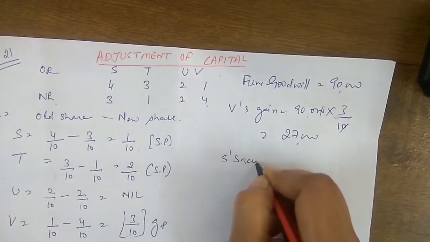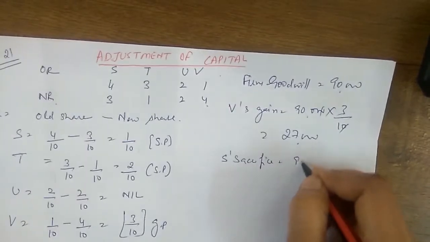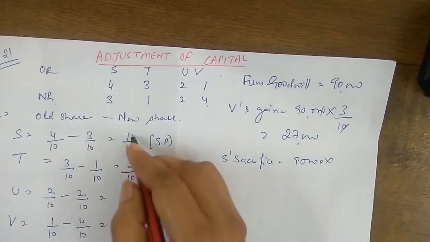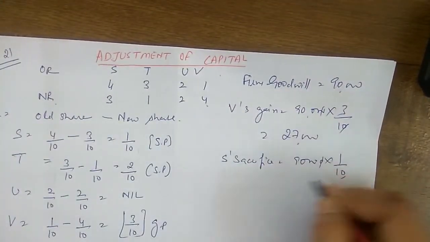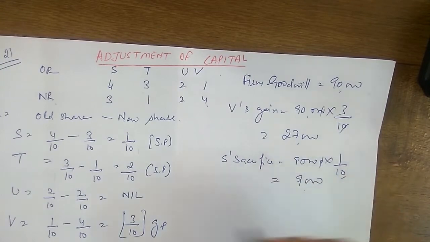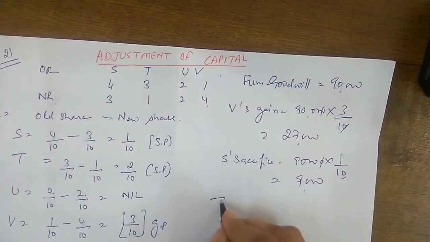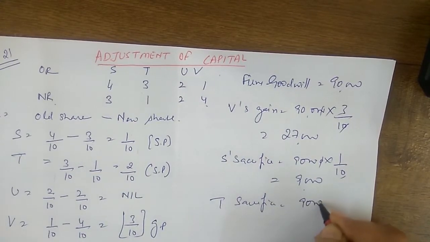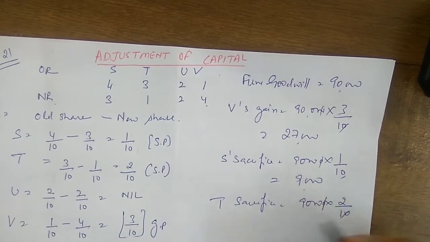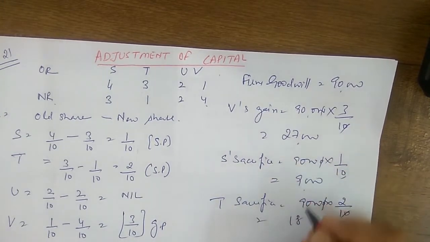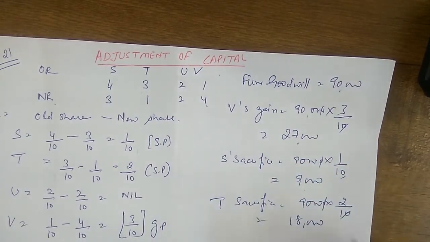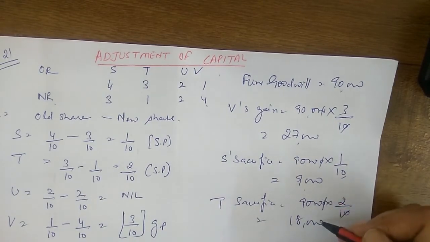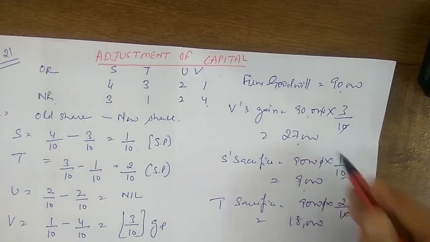S and T sacrifice. S sacrifice, 90,000 into 1 by 10. That means 9,000 only. Likewise we have T sacrifice, 90,000 into 2 by 10, 18,000. क्लियर है बच्चे? अब आप देखिए 9, 18, 27, और gain भी कितना है V को, 27,000.